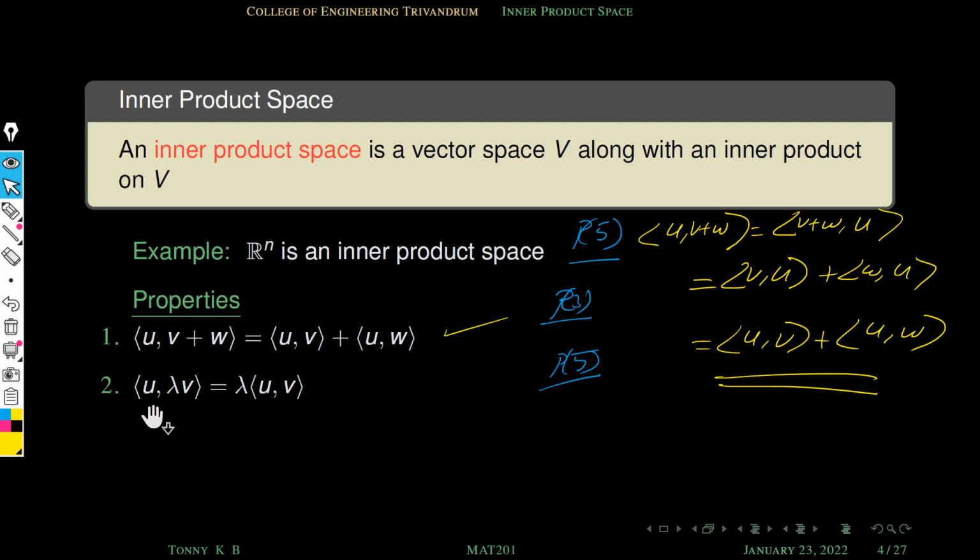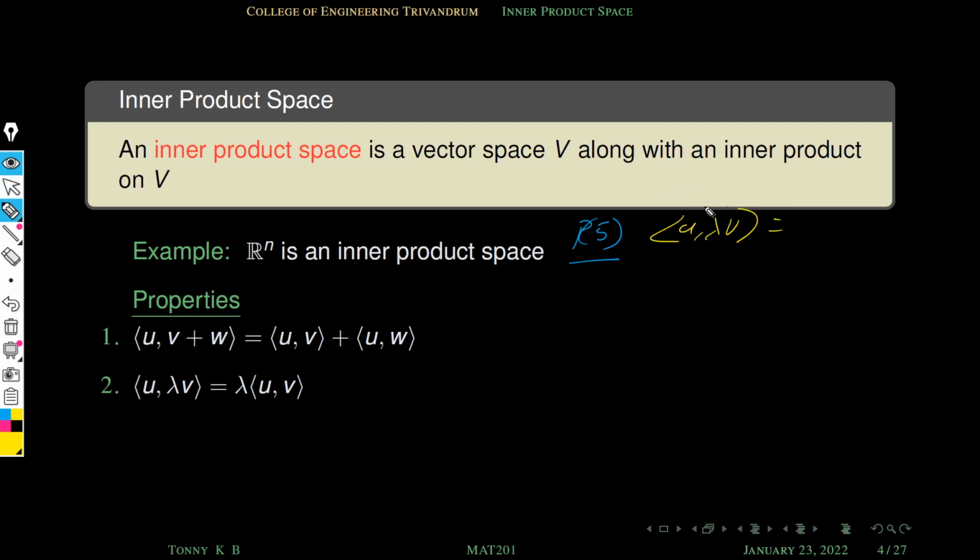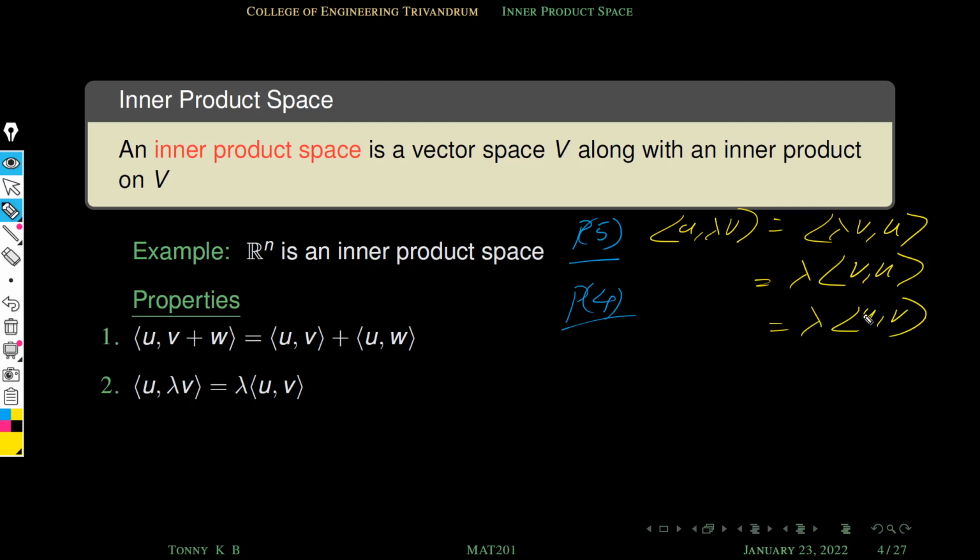Second, we have to show that the inner product of u comma lambda v is equal to lambda times the inner product of uv. We consider the left hand side, that is the inner product of u comma lambda v. Using property 5, we can reverse the order: lambda v comma u. Then using property 4, this becomes lambda times vu. And again you can use property 5 to change the order, so this is equal to lambda times uv. So the inner product of u, lambda v is equal to lambda times the inner product of uv.